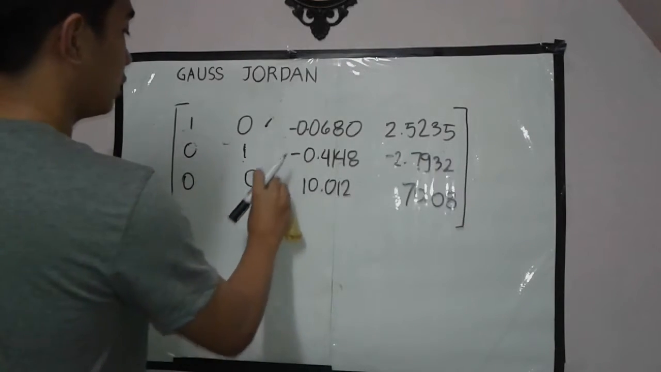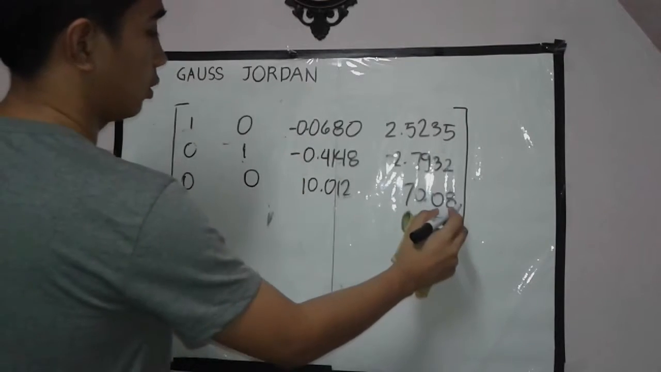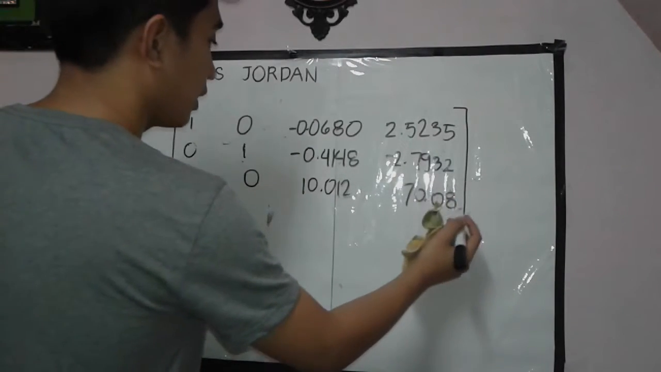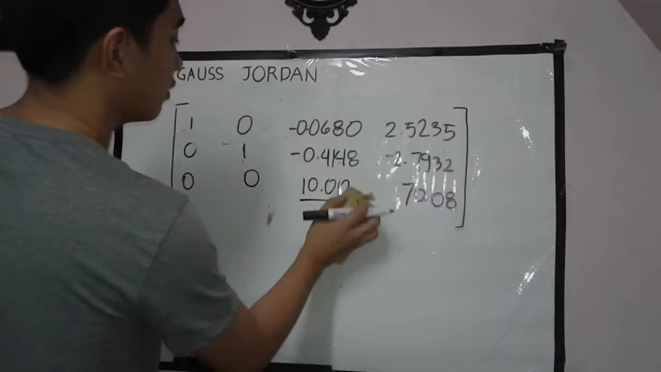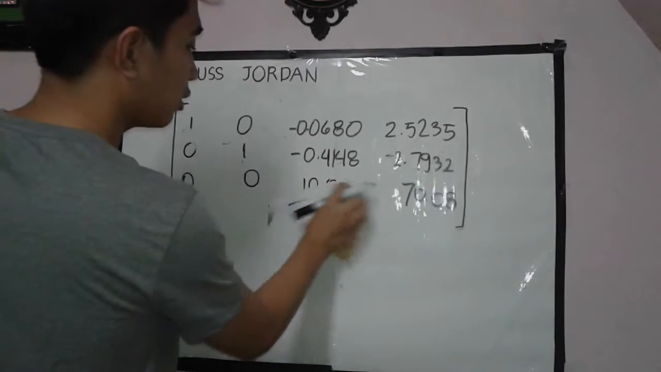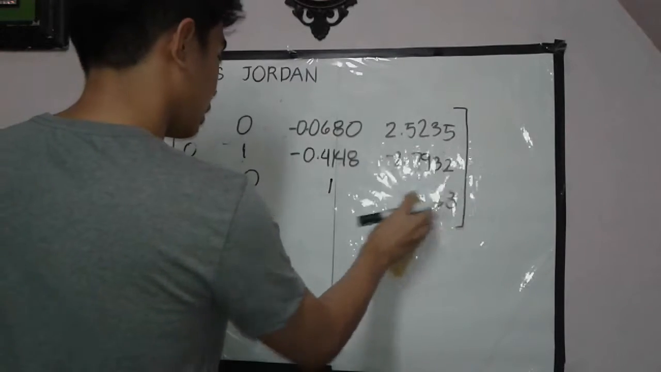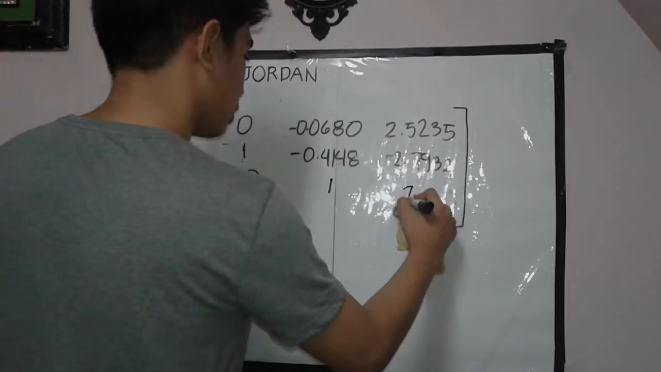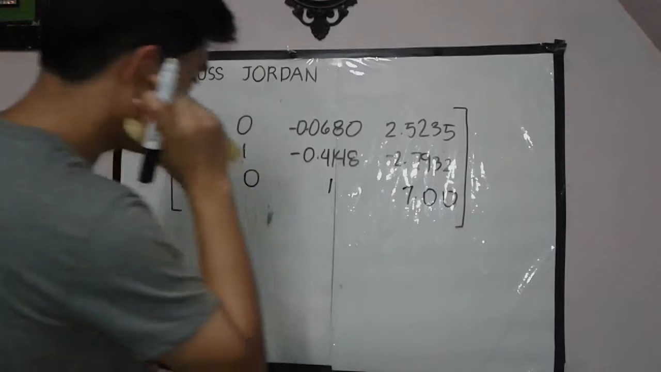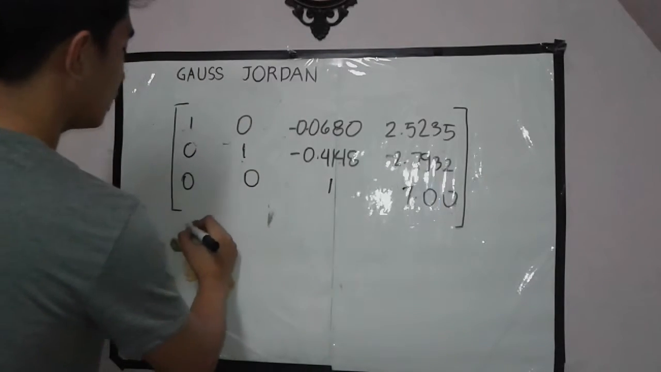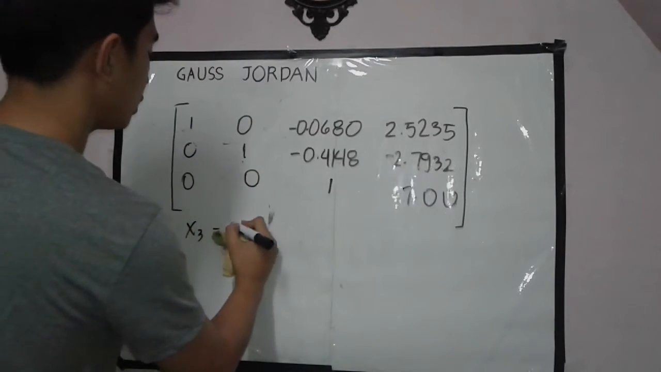So the next step is to normalize your third row and divide it by 10.0112. Then after you divide it to become 1, this will become 7.00. So it's pretty obvious that your x sub 3 is equal to 7.